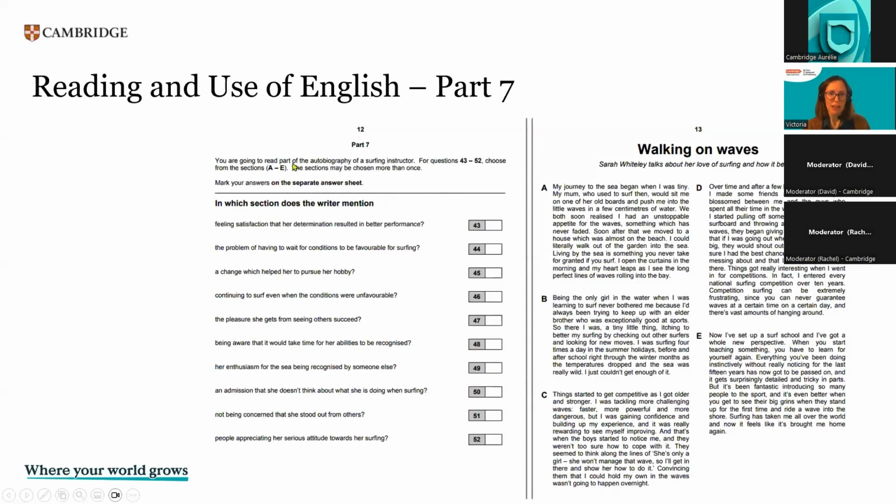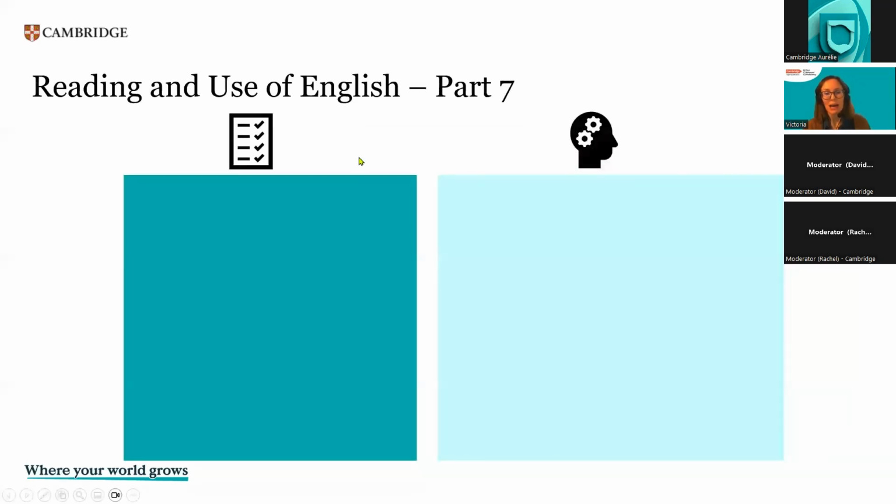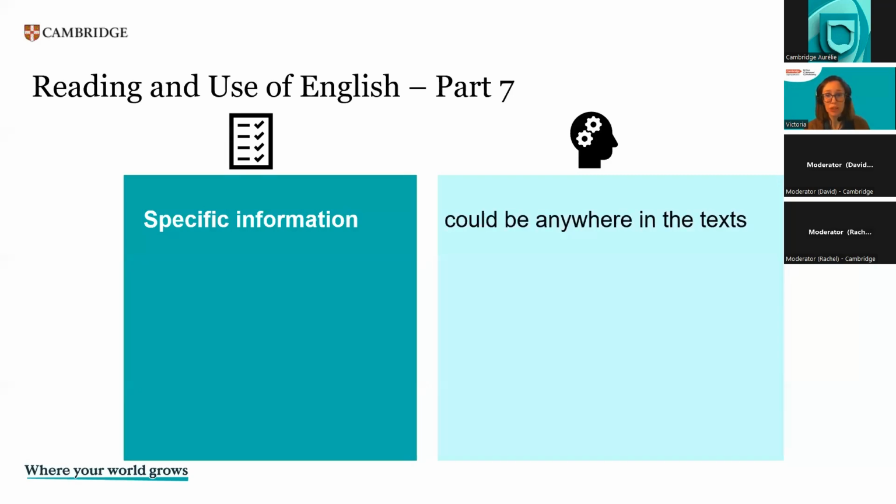Part 7, questions, longer text or shorter texts. What do we need to do here? We need to find specific information, which could be anywhere in the texts.